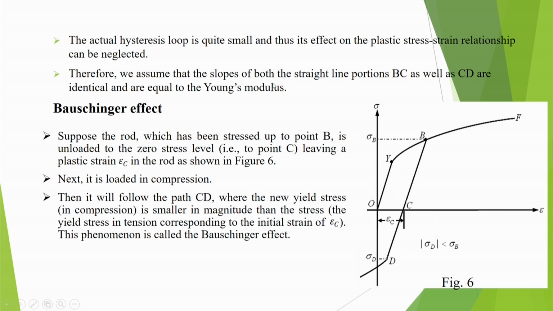Therefore, we assume that the slopes of both the straight line portions BC as well as CD are identical and they are equal to Young's modulus. I told you that unloading is also elastic. Now, we are going to discuss another effect, that is called the Bauschinger effect.